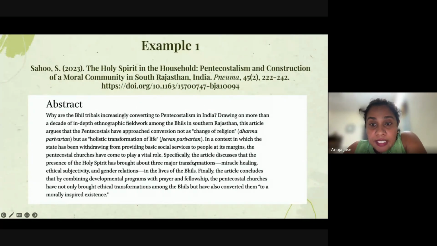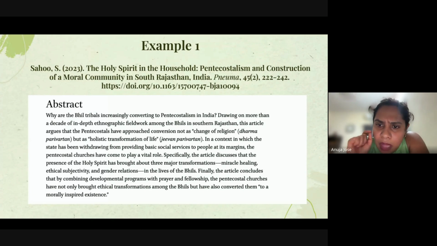After that, he goes on to talk about a context in which the state has been withdrawing from providing basic social services to people at its margins. The Pentecostal churches have come to play a vital role. That is an observation that he has made, and probably that is also derived from the review of literature that he had done before he started his study.